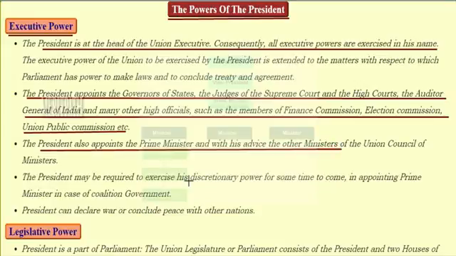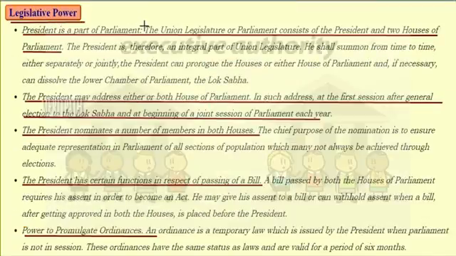President also appoints the Prime Minister, and the other ministers of the Union Council of Ministers on the advice of the Prime Minister. President may be required to exercise his discretionary power for some time to come in appointing the Prime Minister. In case of legislative power, President is a part of Parliament. The Union Legislature, or the Parliament, consists of the President and two houses of the Parliament. President is therefore an integral part of the Union Legislature.